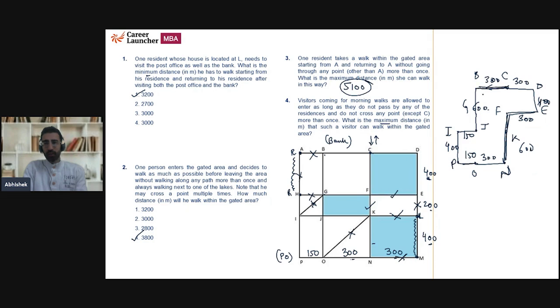Right? 300, 600, 900, 1200, 1600, 1900, 2500, 2500, and this is 1,000, right? I hope you've got it right. Yeah, 3,500. 3,500 should be our answer.